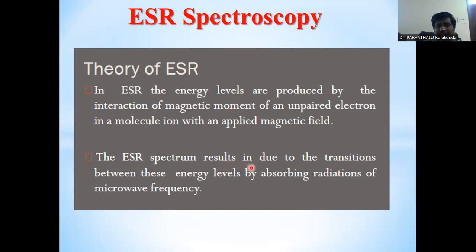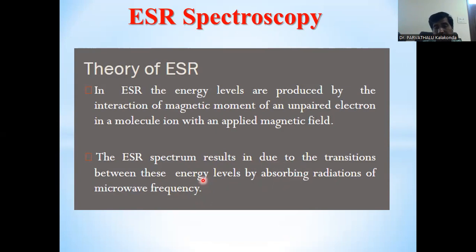The electron spin resonance spectrum gives information about the transition between the energy levels. How? By observing the microwave frequency. They show the spectrum only by observing the frequency of microwave. When they observe it, they have a transition between the energy levels, like plus or minus. As we all know, the electron has a spin, because of which, in the presence of a magnetic field, it splits into two levels, which is the Zeeman effect.